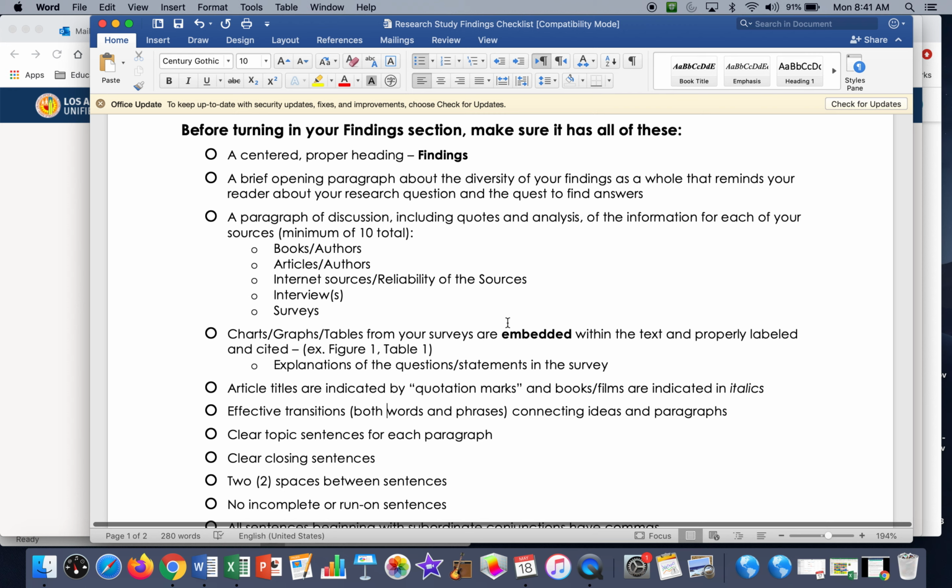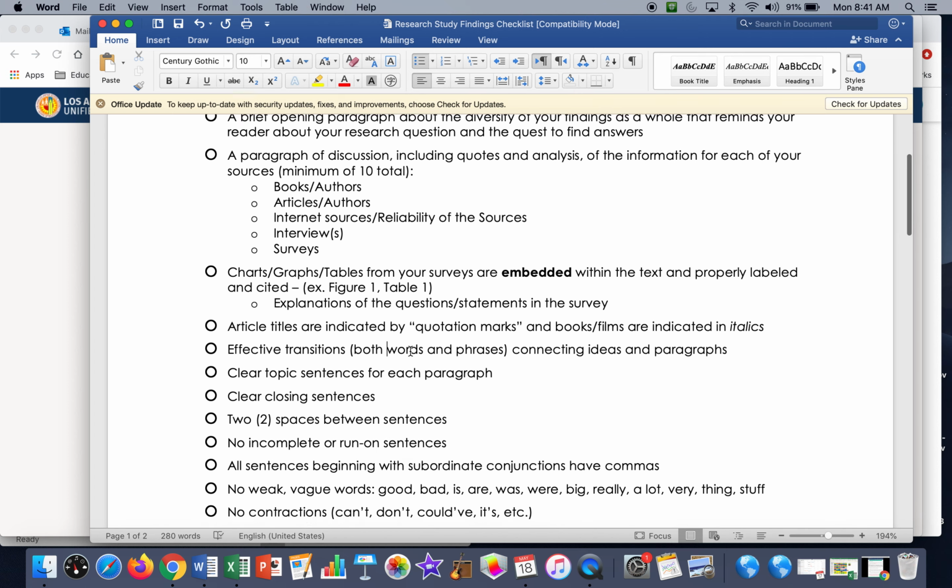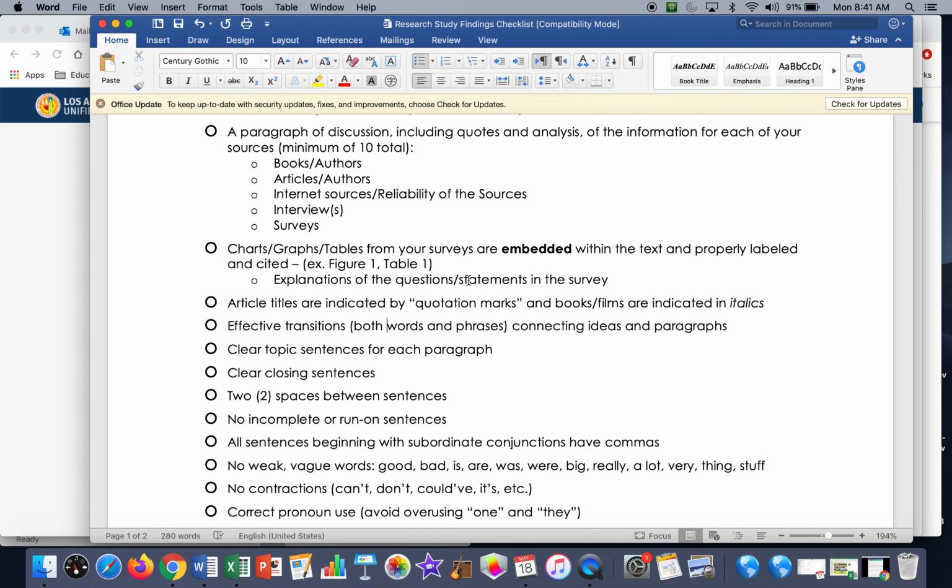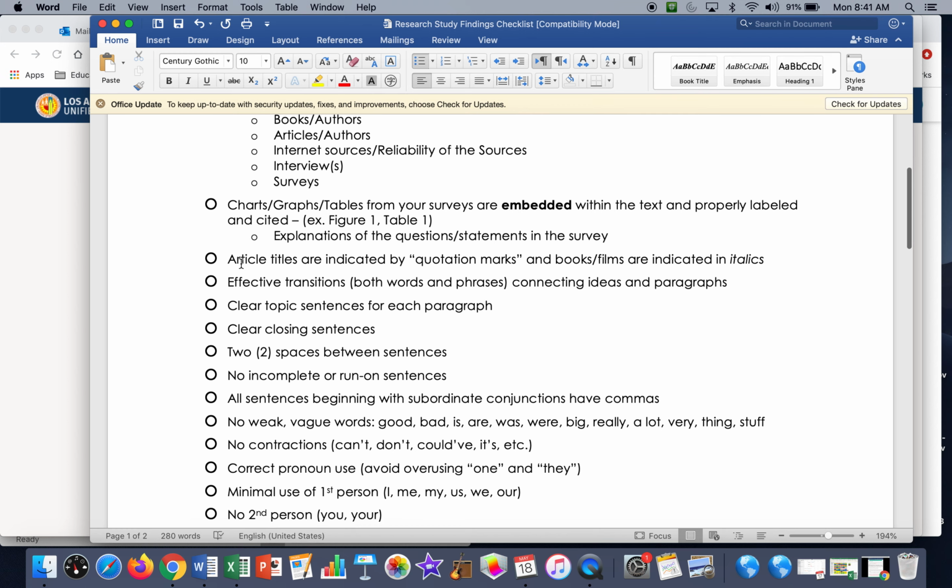If you have survey results that you completed, put the surveys in there. Make sure that you label each one of the graphs or tables or charts, figure 1, table 1, whatever it is. Make sure that you have that. Make sure that they're titled so that we know what your question was that you were asking. Make sure that whenever you have an article title, it's in quotation marks. See the quotation marks? Quotation mark open, no space, write the quotation. Quotation mark close, no space. And if it's a book or a film, make sure that it is in italics.